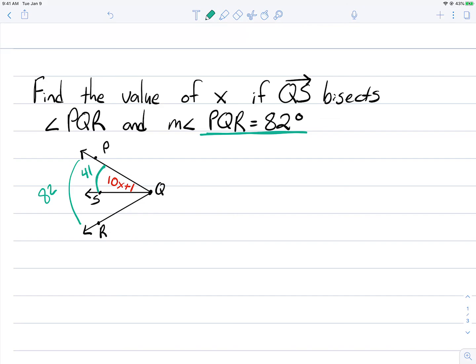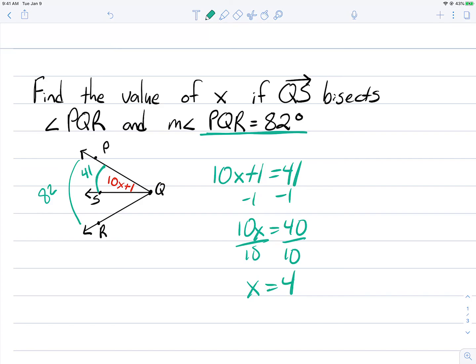So I can find the value of x by writing my equation of 10x plus 1 equals 41. Subtract 1 from both sides, 10x equals 40, divide both sides by 10, x equals 4, and since I was asked to find the value of x, I have answered my question.